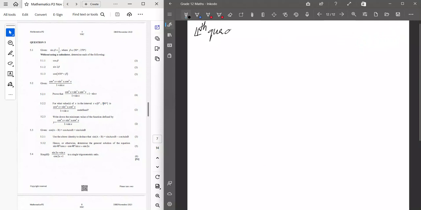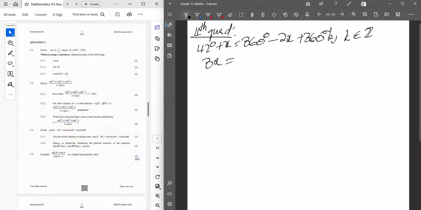So in the fourth quadrant, this is where we're looking at, so we had 42 degrees plus x equals, in the fourth quadrant, we say it's 360 degrees minus 2x plus 360 degrees k, where k is an element of an integer. Okay, now what do we have? 3x equals 318, I believe. All right, 318. 3x equals 318 plus 360 degrees k. Now let's divide by 3 throughout.